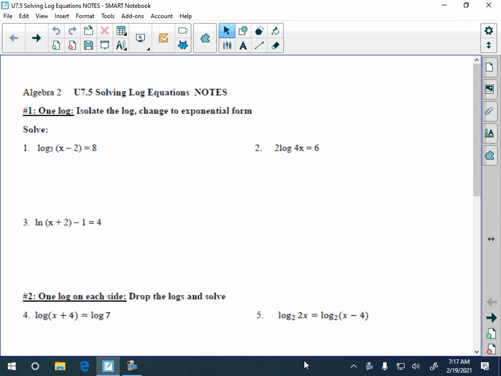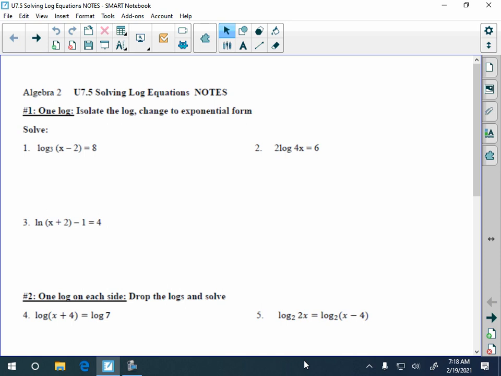So the first thing we want to do is isolate the log. That means if there's a number being multiplied in front, or added or subtracted, then you have to bring all that stuff over to the other side. Once we isolate the log, we can change to exponential form. Remember changing from log form into exponential form. On number 1, the log's already isolated, so we go straight to exponential form.